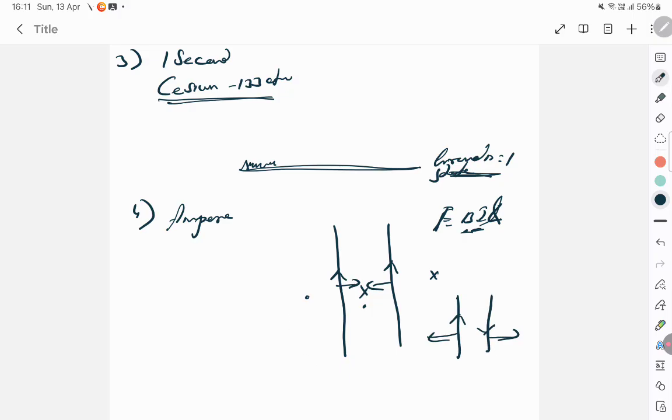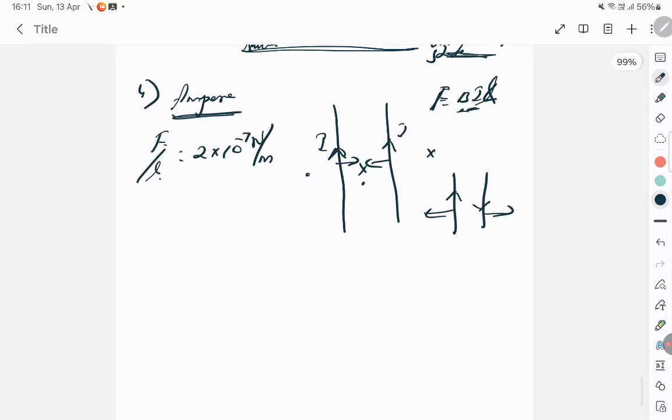So then they are saying when it experiences a force per unit length of 2 × 10^-7 Newton per meter, that current which will be flowing here is what is called 1 ampere. So 1 ampere is that current which can flow through two parallel wires in the same direction or in the opposite direction when it experiences a force per unit length of 2 × 10^-7 Newton per meter. That's how they are defining 1 ampere. So let's go to the next thing that they are defining, a Kelvin.